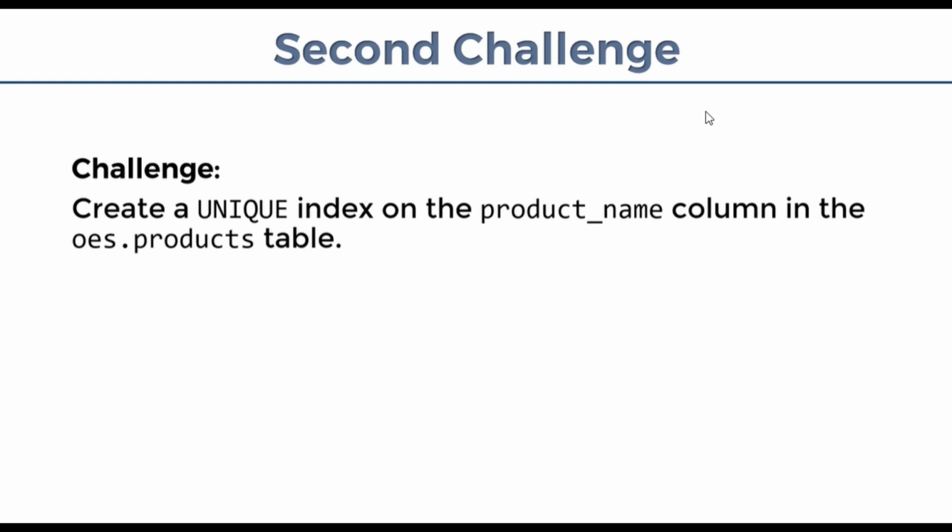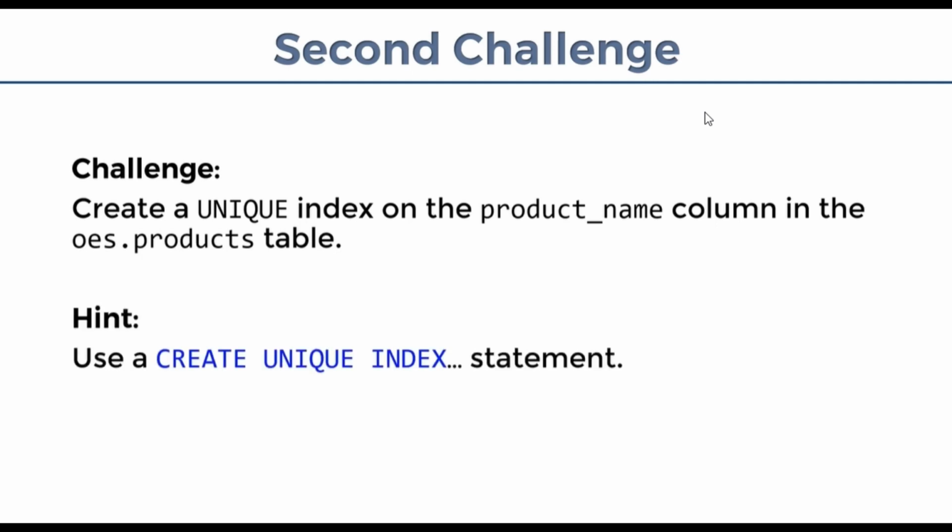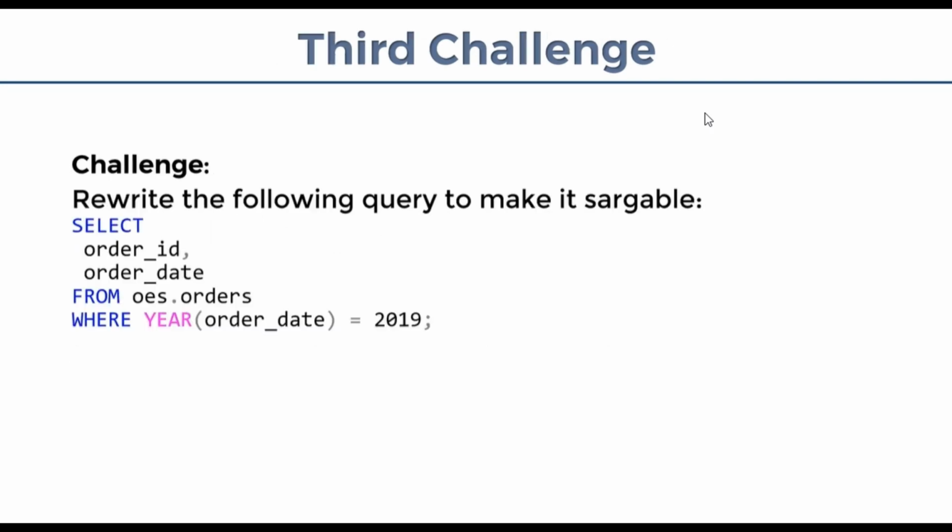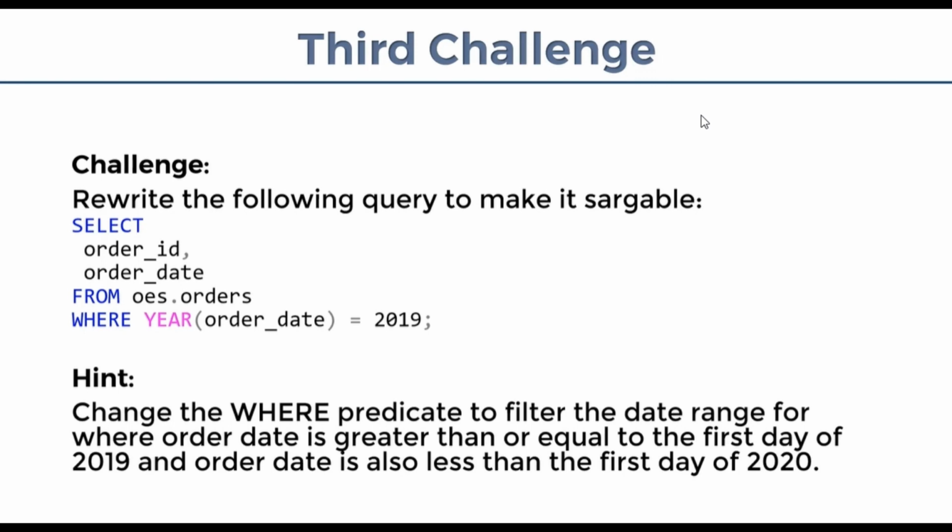Second challenge, create a unique index on the product name column in the OS products table. Let's see the third challenge. Rewrite the following query to make it Sargable. Select order ID, order date from the orders table. Change the where predicate to filter the date range, where order date is greater than or equal to the first date to the ninth.